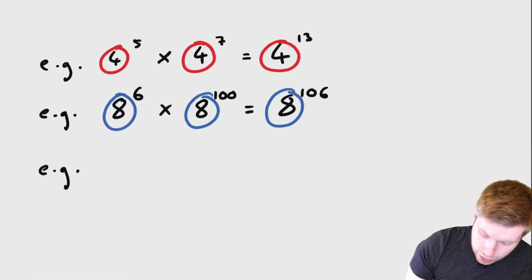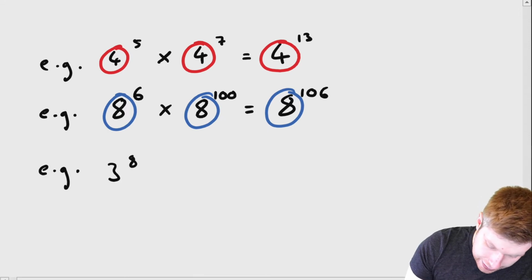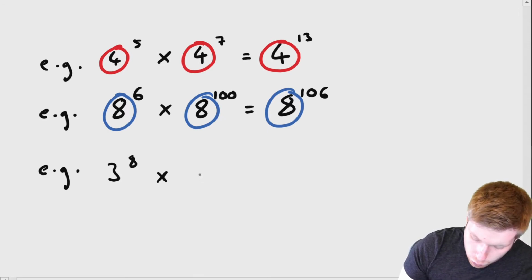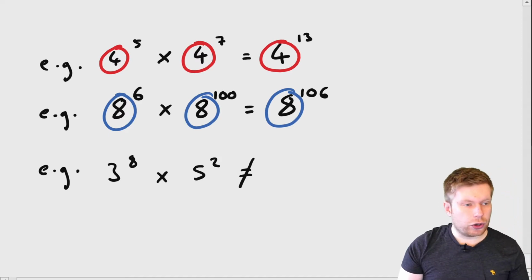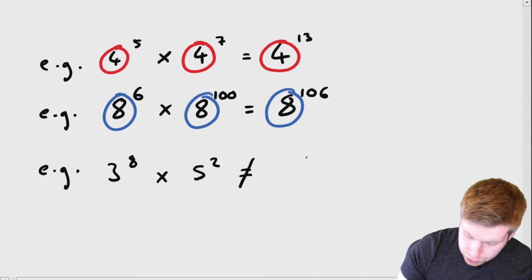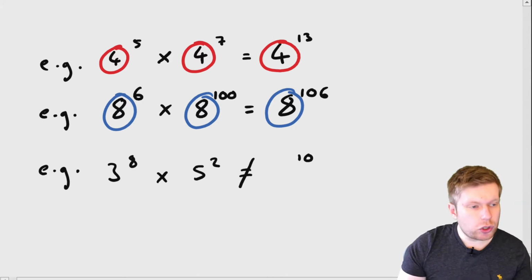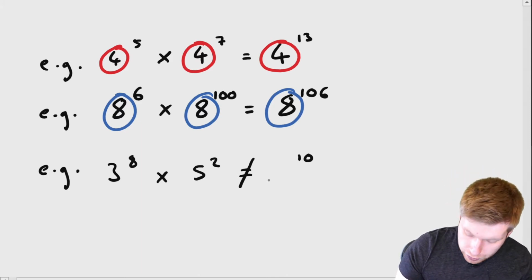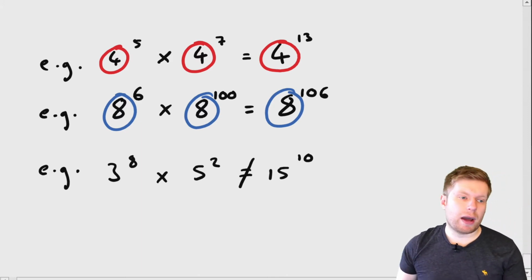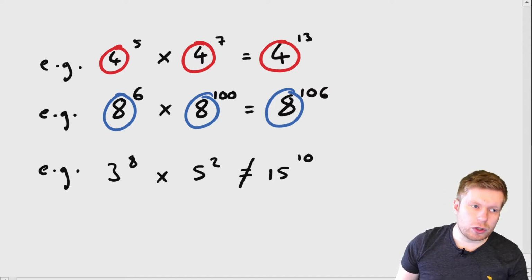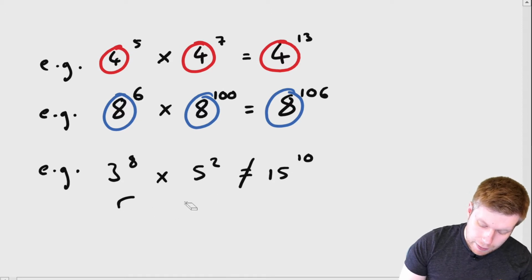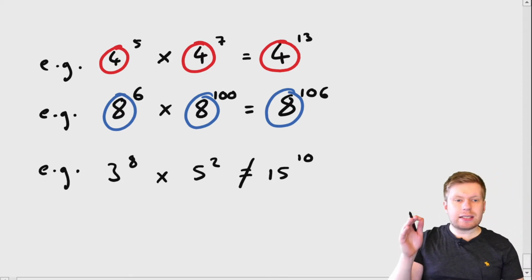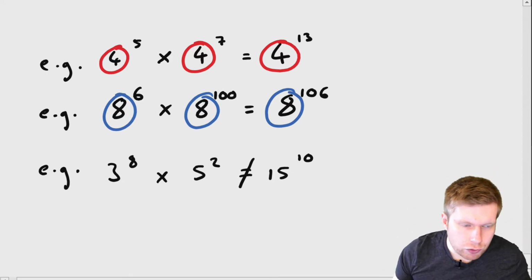Otherwise, it won't work. For example, if I take 3 to the power of 8 and I multiply it with 5 to the power of 2, that would not be equal to, well, 8 plus 2 is 10, so that should be the power. But then what do you do with the bases? It wouldn't be, for example, 15 to the power of 10. That wouldn't work. So you don't just multiply the bases together. That's a really important thing. The bases must be the same. If the bases are different, you can't do it.